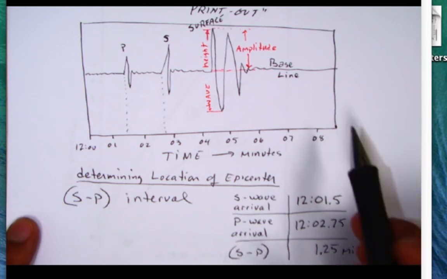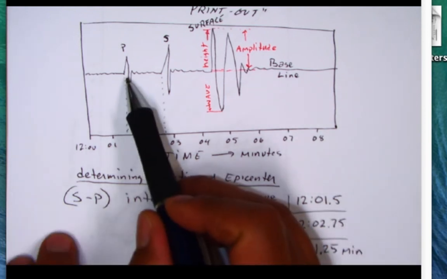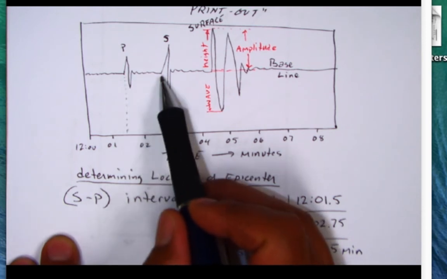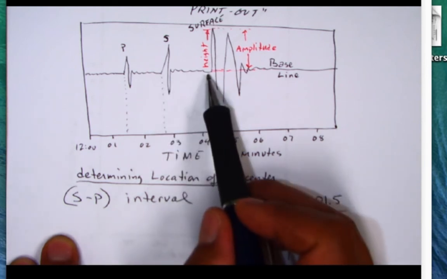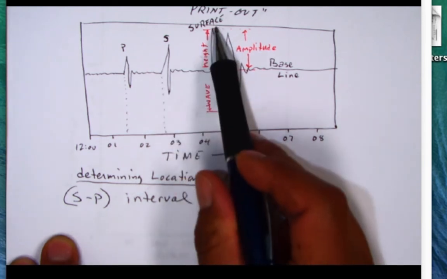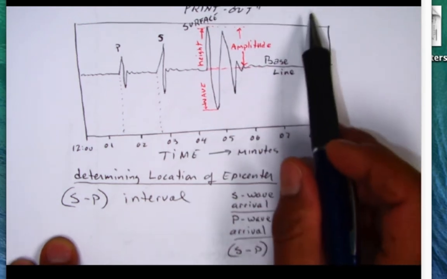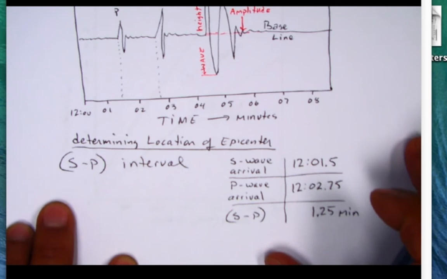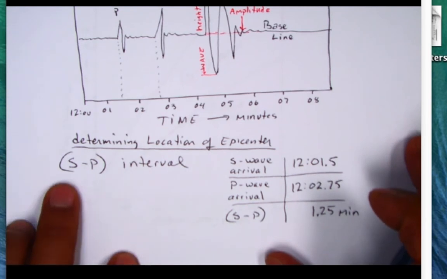So the first wave is the P wave, because it's a faster wave. It travels faster by compression and dilation. The S wave is a shear wave. It's a little harder to shear material, so it travels a little bit slower. That'll be the second one to arrive. And then finally, the third one, if we're close enough to the earthquake, we'll get the surface wave, either the Rayleigh wave or the Love wave. And so to determine the location of an epicenter, we need to determine this S minus P time interval.